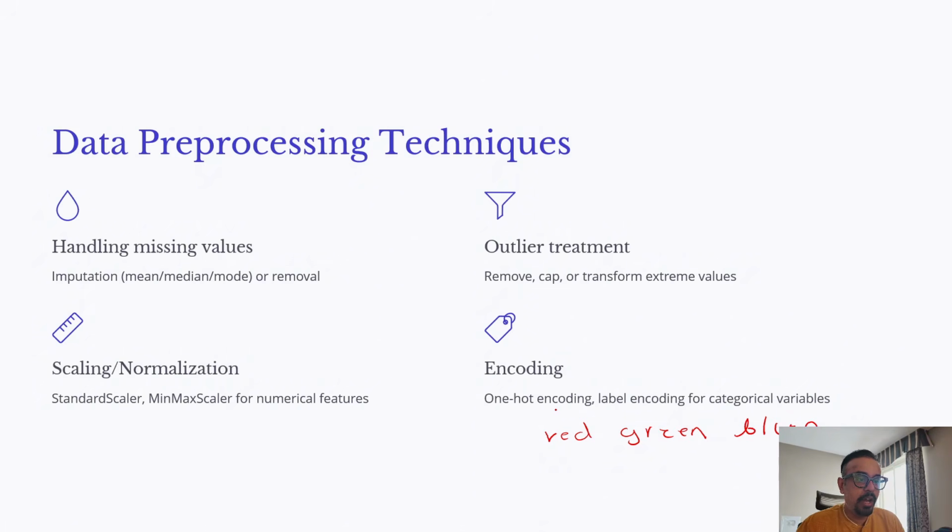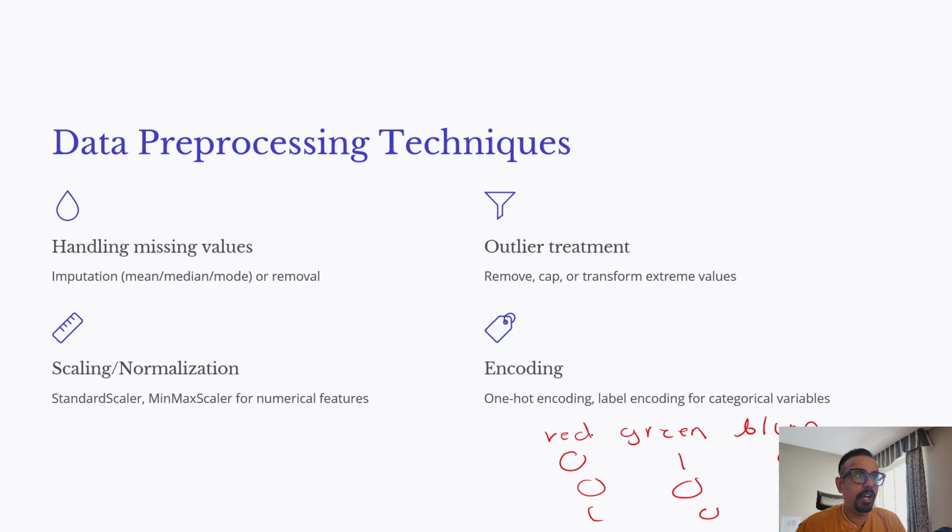So you can have different types of numbering over here. Either you can have 0 for this and 1 for the other values. So in case it is green, then it will be 0, 1, 0. If it is blue, it will be 0, 0, 1. If it is red, it can be 1, 0, 0. So this is how you can do it.